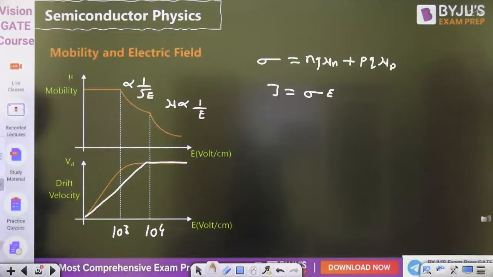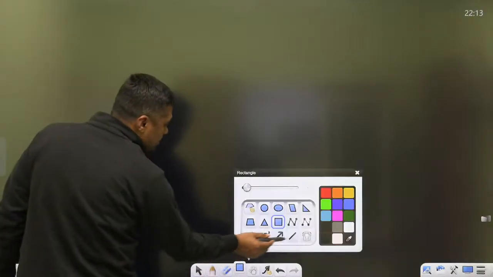Then what I want to say, first of all, watch this line. What is the change here?